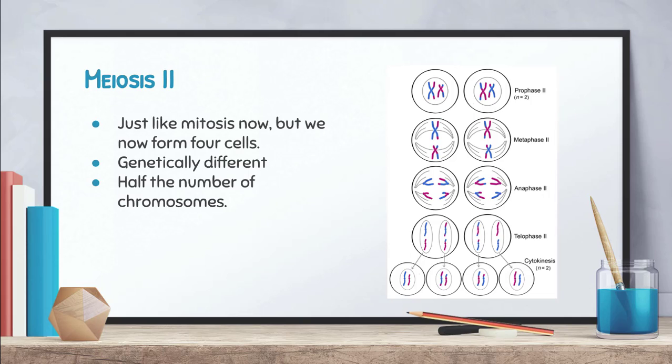So if you remember from the first set of divisions in meiosis, meiosis 1, we end up producing 2 cells that have the same number of chromosomes as the original cell. Now the process happens just like mitosis. They line up single file on the metaphase plate, the chromosomes are pulled apart, and then we end up with 4 cells that are genetically different that end up having half of the number of chromosomes that we originally started with.